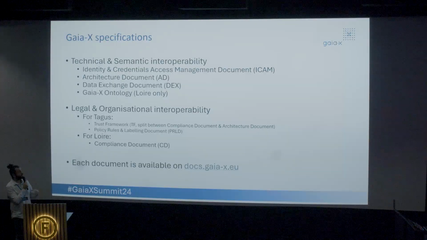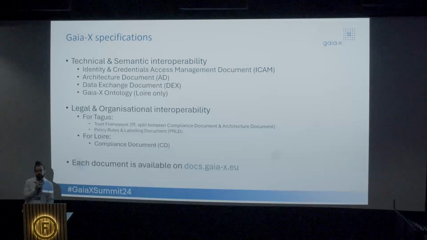We also address the legal and organizational interoperability. For Tagus, we had the trust framework document that is now split between the compliance document and the architecture document, and the policy rules and labeling document, the PRLD. For Loire, everything is in the compliance document. It's way easier to understand.